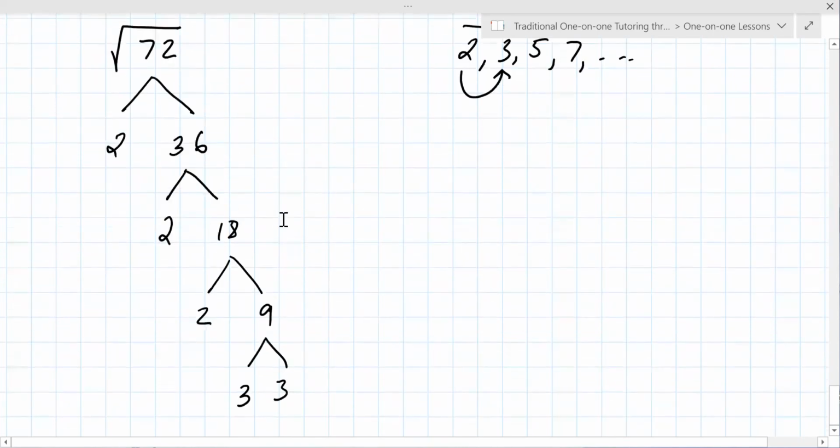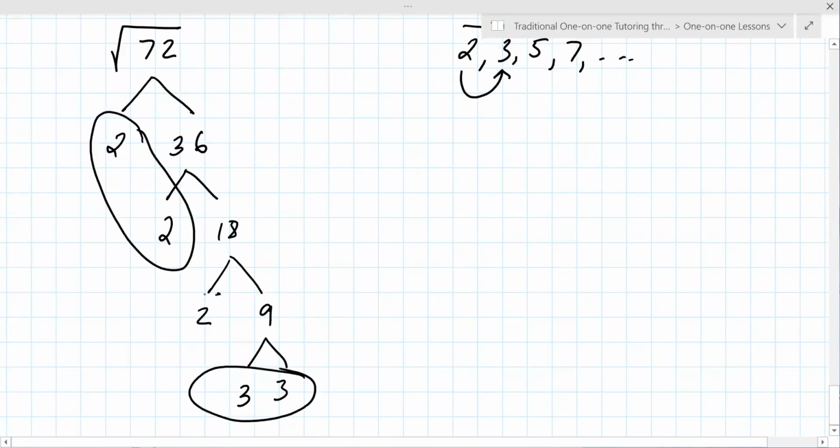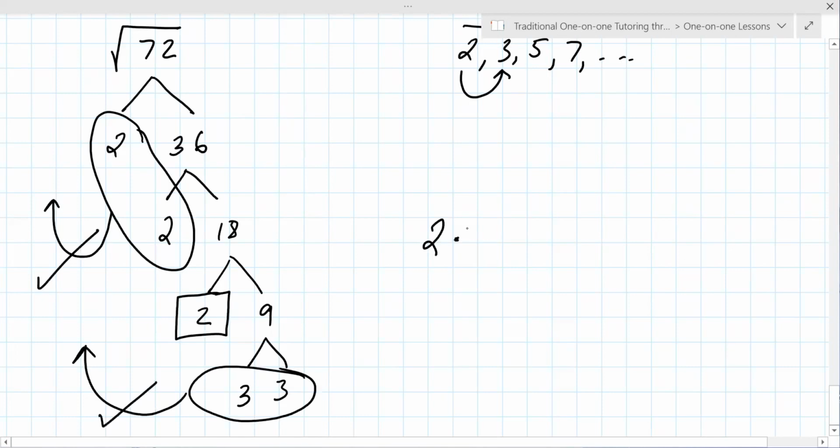Great. So now we search and circle pairs. Do you see how this is a pair of 2s and this is a pair of 3s? Okay. So for each pair, you bring one out. You're going to bring out a 2 from this first group. You're going to bring out a 3 from the second group. What is left over? This 2 here. So this becomes 6 square root of 2.